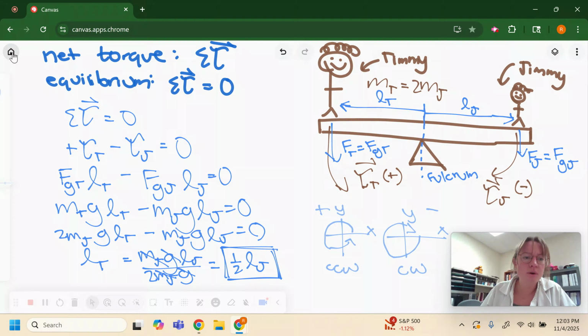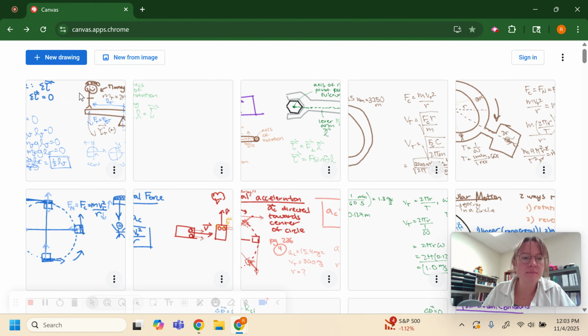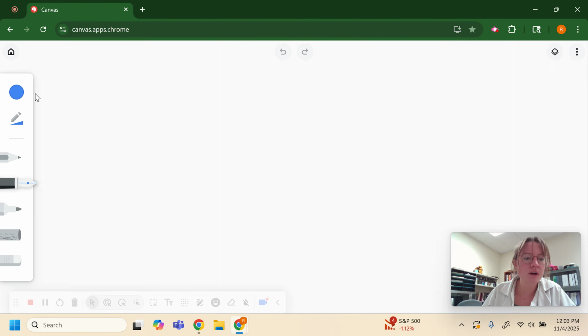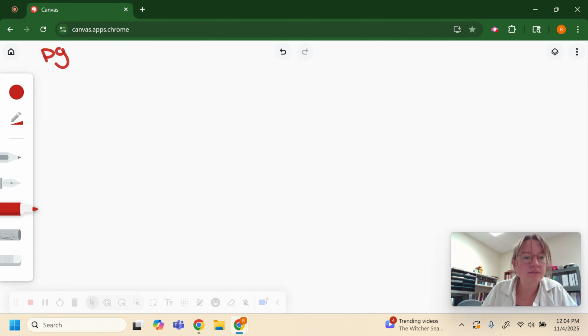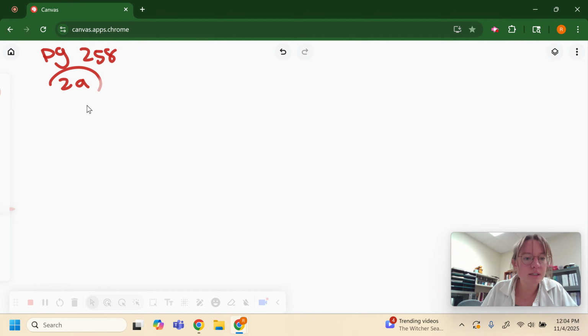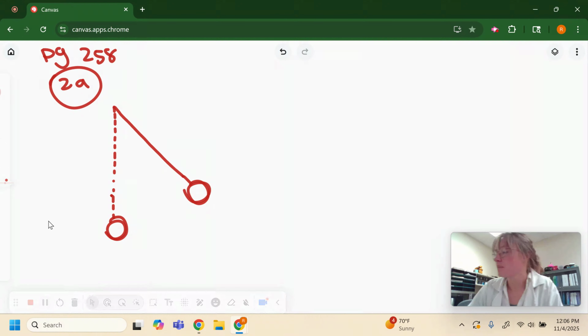The last question that I want to show you is a practice question from your textbook. This is from page 258, and we're going to look at question number 2A. You must excuse me because I forgot my textbook, so I'm going to pause real quick, grab my textbook, and I'll be right back with you. One moment, please. Okay, here we go. My textbook, page 258, question number 2A.